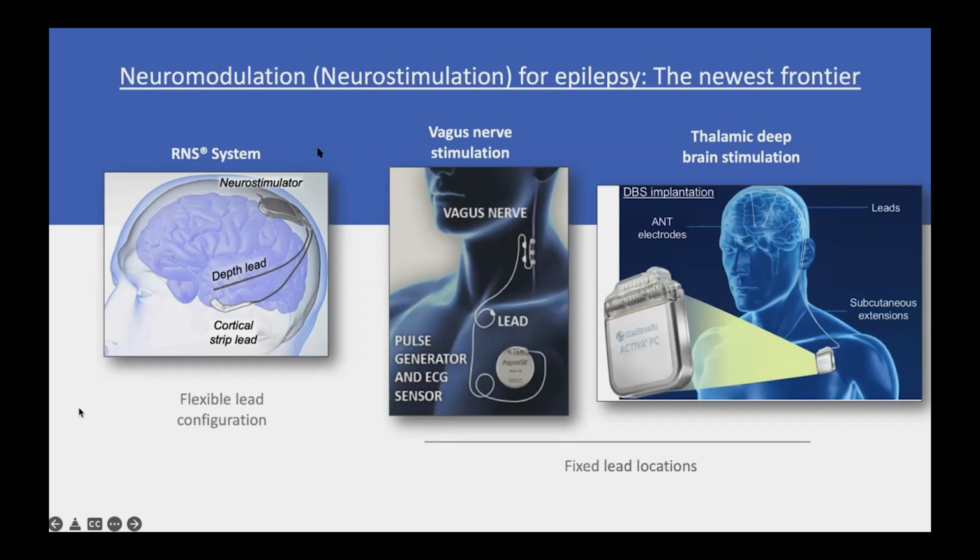So that's responsive neurostimulation, where there are a lot of moving parts, but it's very flexible in terms of where you can put the leads. And usually we're targeting the seizure onset zone. And then there are two other options.